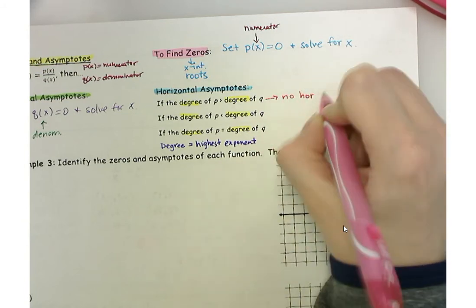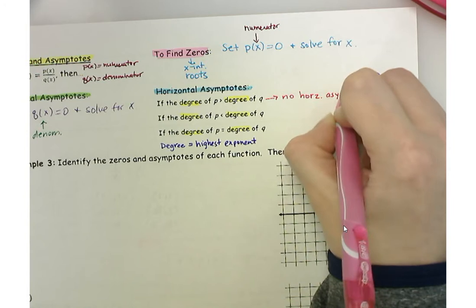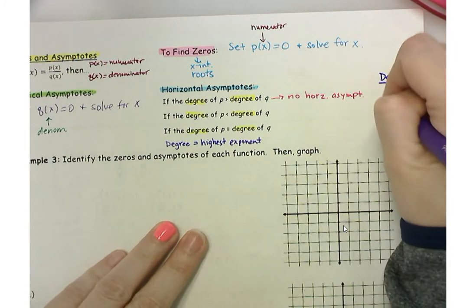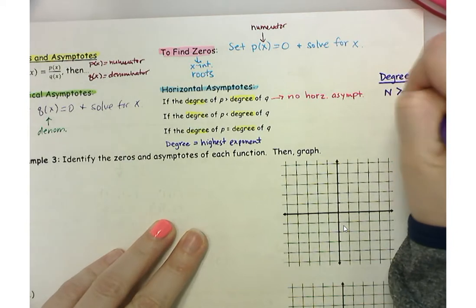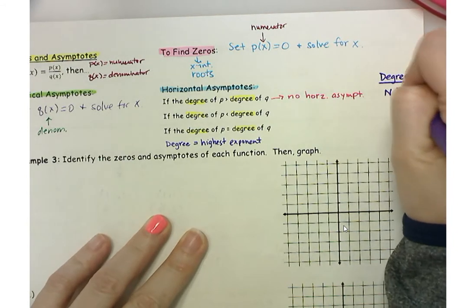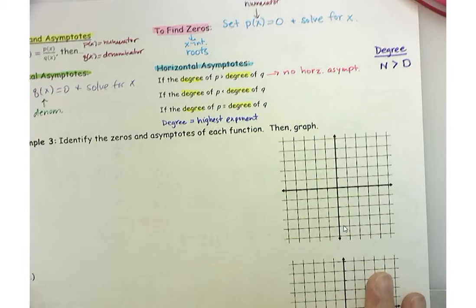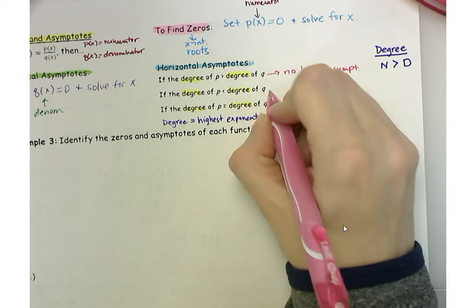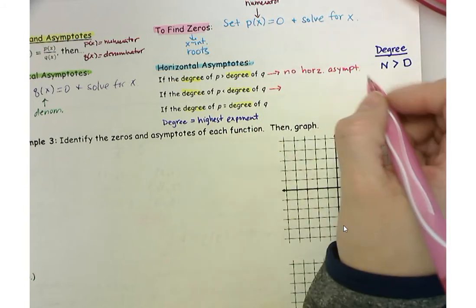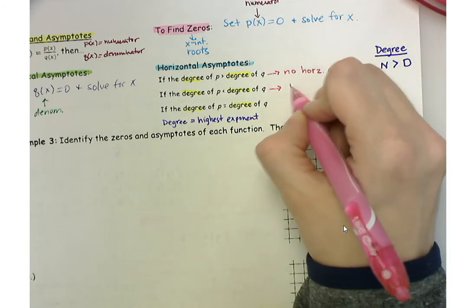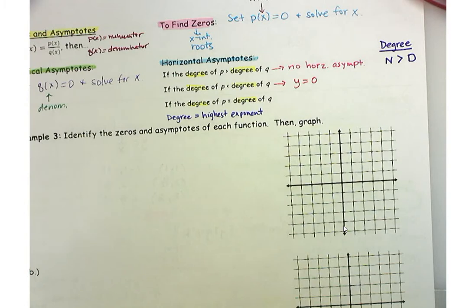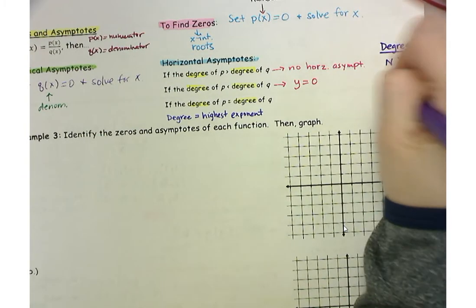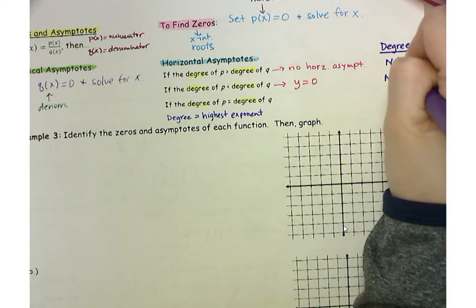And then the last one is for when they're equal. When they're equal, you actually create the asymptote by putting the leading coefficient of the numerator over the leading coefficient of the denominator. I'm actually going to show you what that looks like.